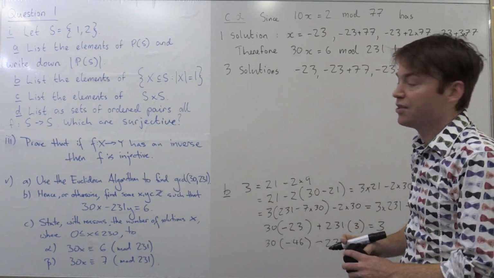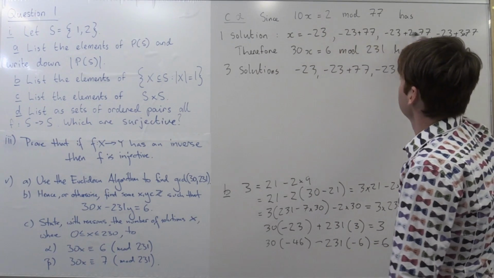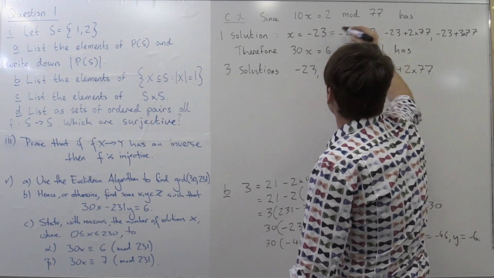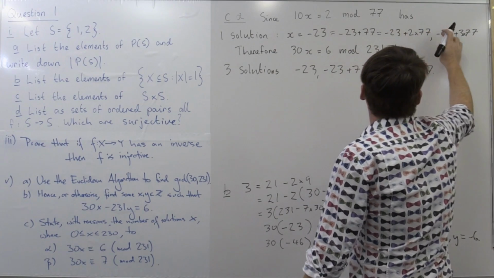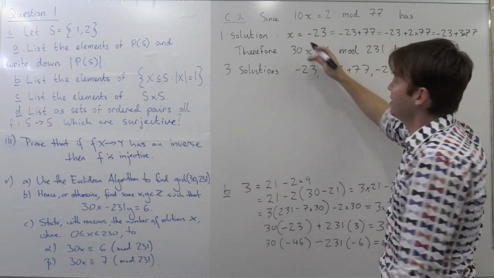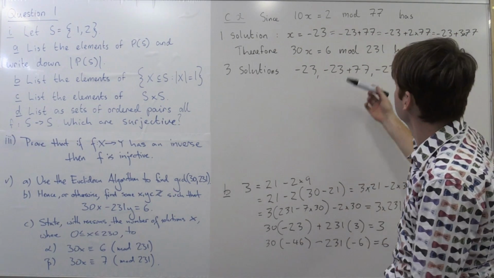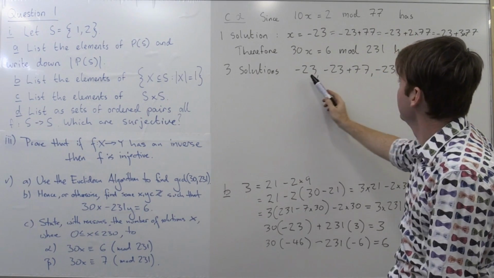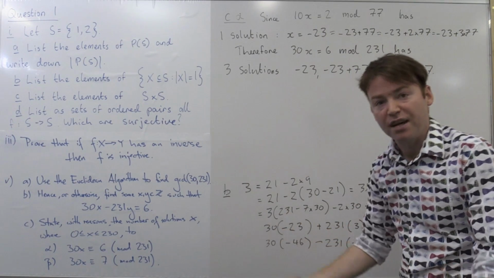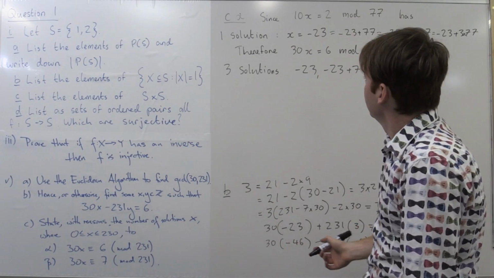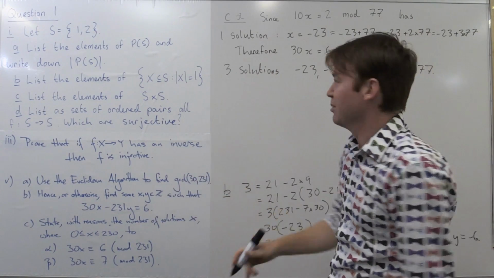This equation has 3 solutions. These solutions are all the same in the previous, so maybe I'll put an equal sign there to emphasize the fact that in mod 77 these solutions are all the same solution. But when I multiply the modulus by 3, then these 3 solutions are now distinct. So I have 3 distinct solutions mod 231. You could have just said 3, but I wanted to go a bit further.